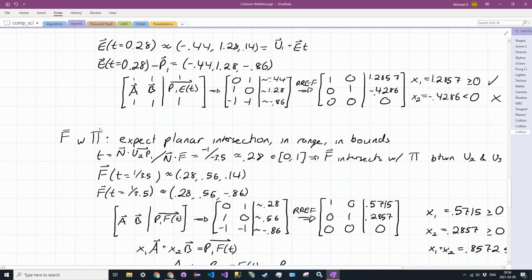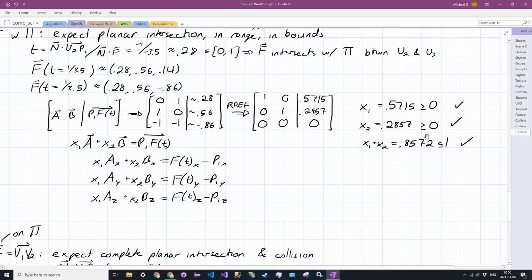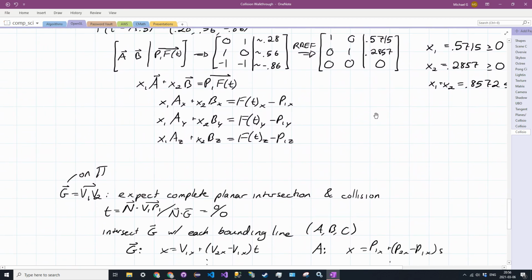If we check the vector f with pi, we expect a planar collision. Once again, it's in range, so t is between 0 and 1. And we do our matrix, and we find that x1 and x2 are positive, and when you add them, you get a value that is less than 1, using our inequality.